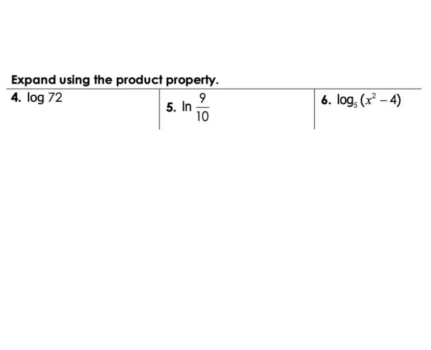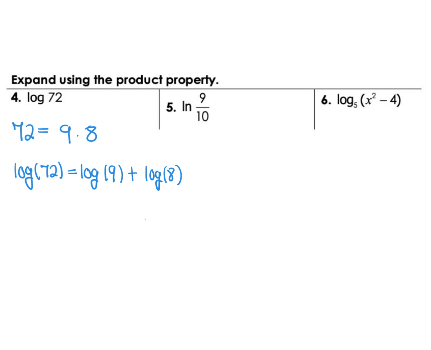Here we have to expand using the product property. So let's rewrite 72 as a product. 72 is the same as 9 times 8, so we can rewrite log of 72 as log of 9 plus log of 8. Now we have ln of 9/10.